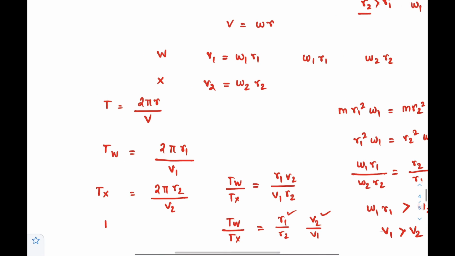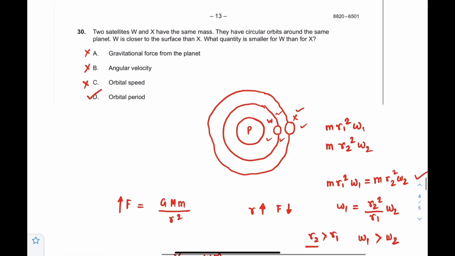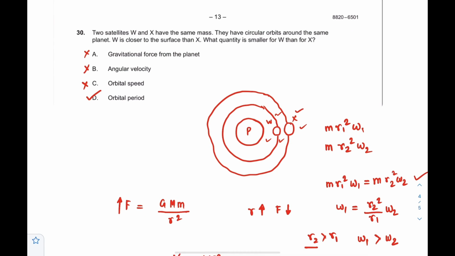Since both ratios are less than 1, the total multiplication ratio will be less than 1. So the time period of W will be less than the time period of X. This is the correct option. It's a very good question. It revises all of the important factors of your gravitation chapter.